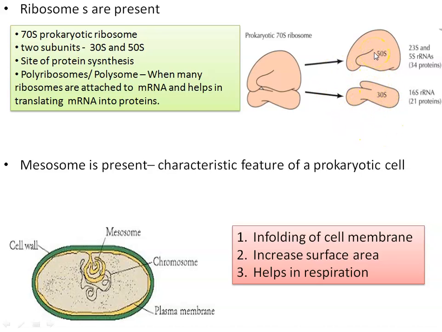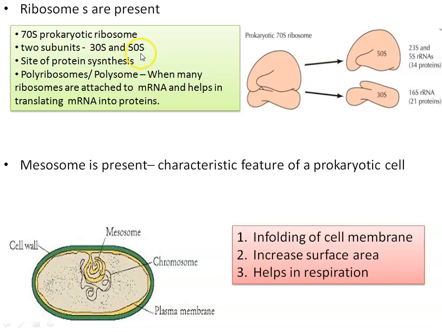During the process of translation, these two combine and they help in protein synthesis. So for now, you need to remember that ribosomes are the site for protein synthesis. The 70S type is present in prokaryotic cells. The 70S is made up of two subunits.